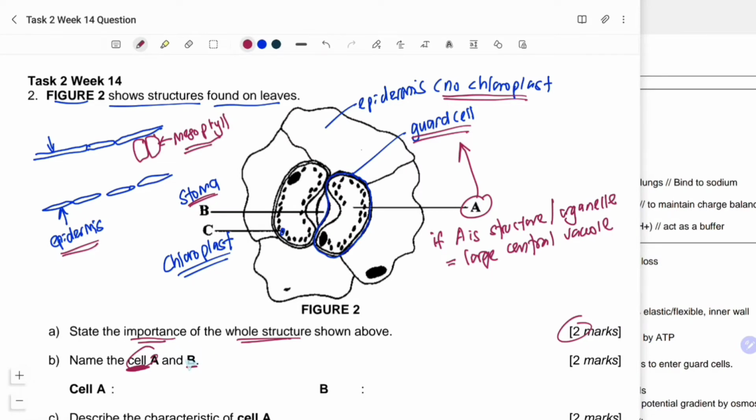Next, dia kata label B pula. So B ni bukan cell. Sebab kat sini dia tunjuk B is not a cell. So B merujuk kepada stoma.